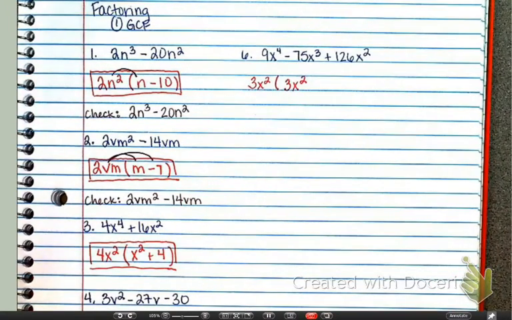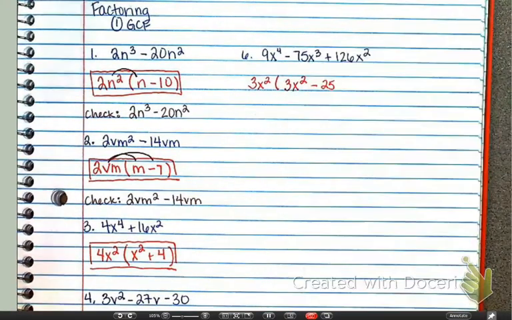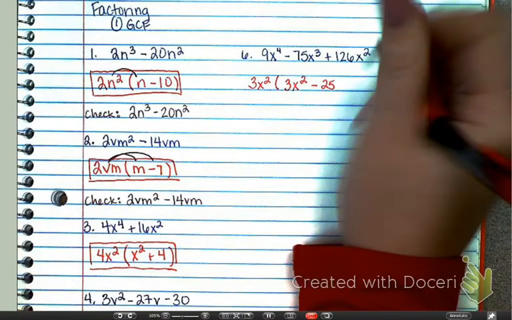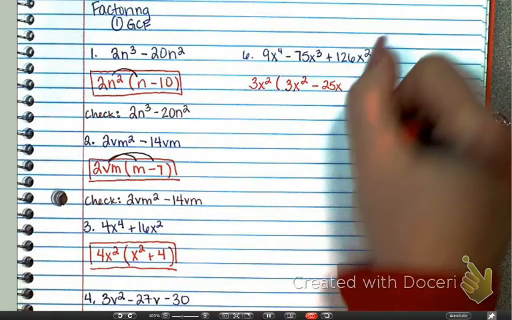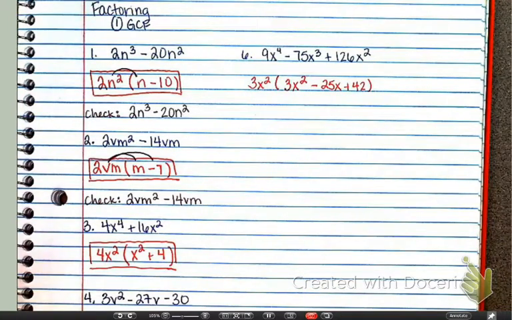Okay. Negative 75 divided by 3 is negative 25. I've taken out 2 of those x's. How many are left? 1. 126 divided by 3 is 42. And I've taken out both of those x's, so there's nothing left over. Did we get that? I see like 3 heads. Yeah? How many of you went back and checked your work? 4 people, 5 people, 6 people.